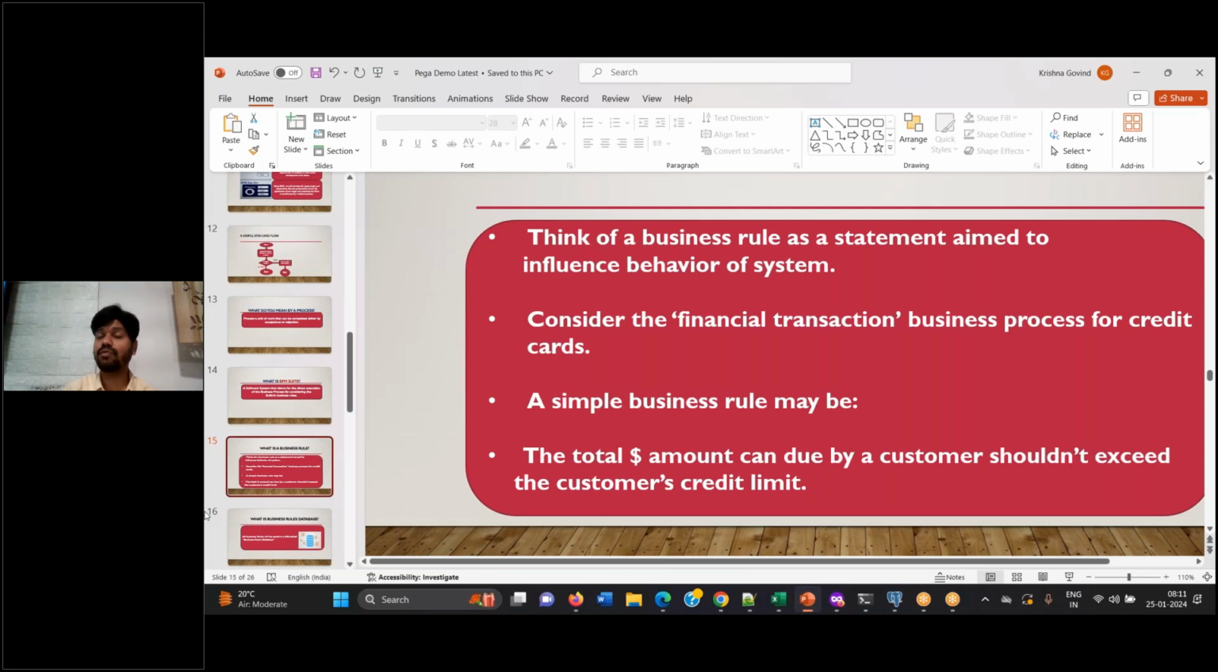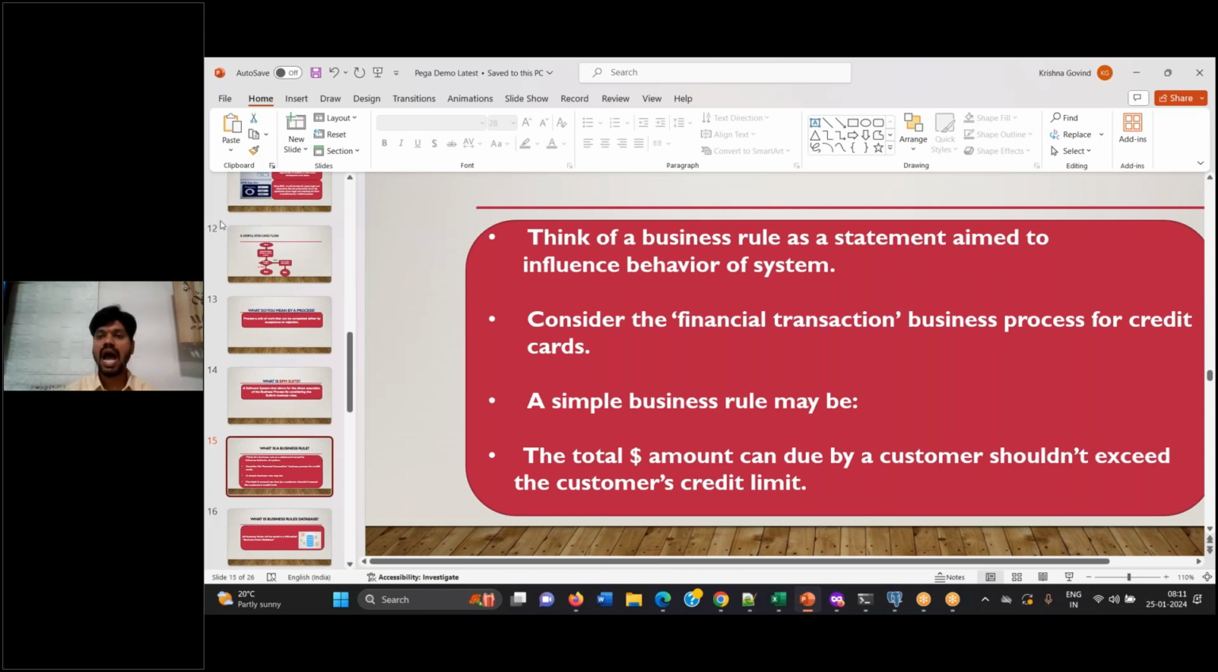Which rule? Here, what is the rule? Limit. Limit is the rule. Based on the limit, the system is taking a decision on how it should act, processing and all. If the limit is less than the purchase amount, don't process. If the limit is greater than the purchase amount, process.